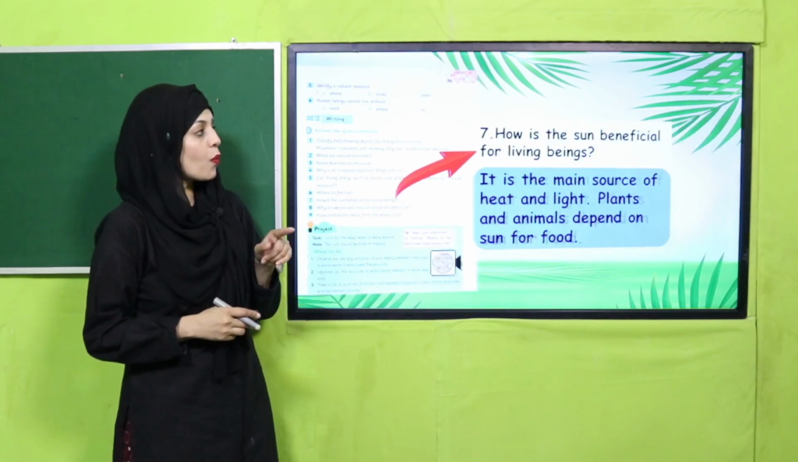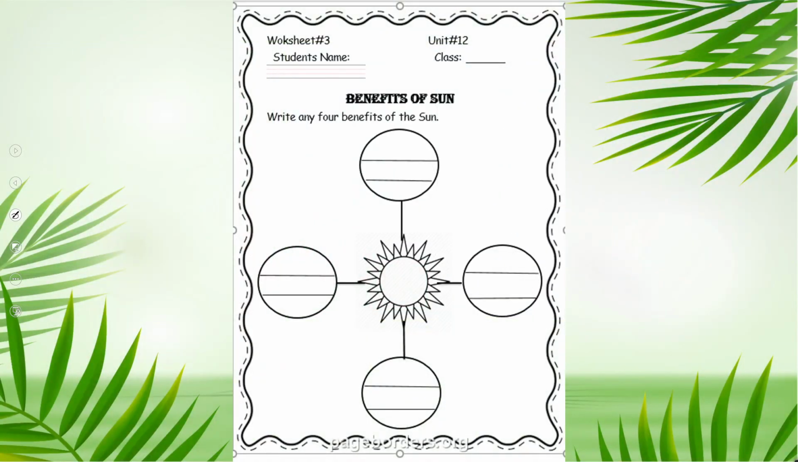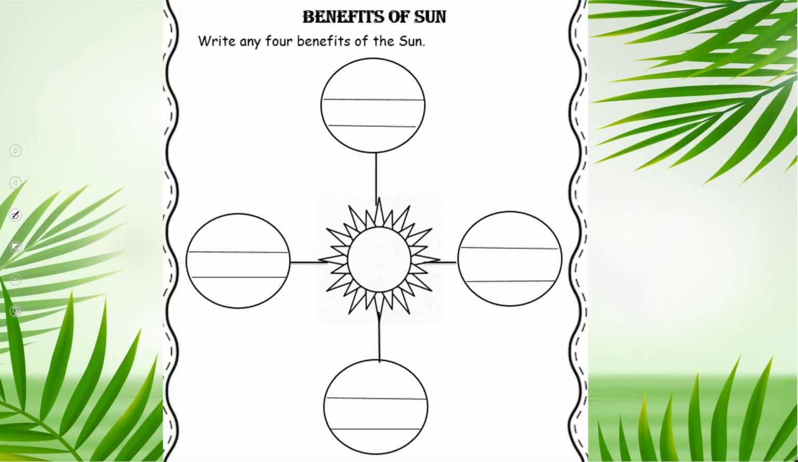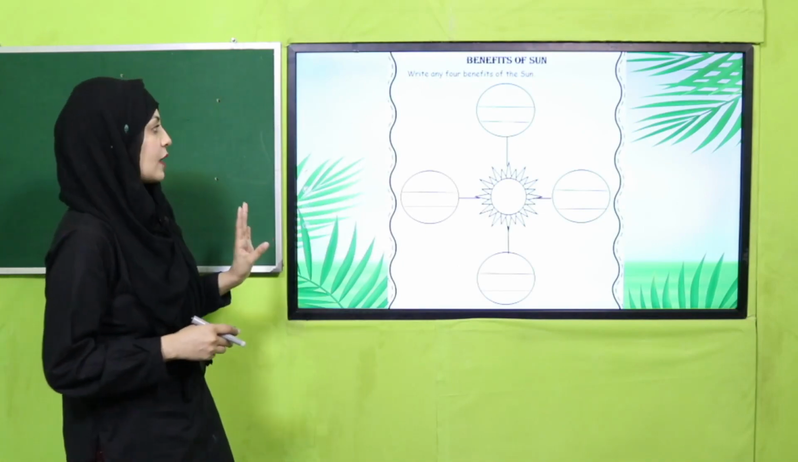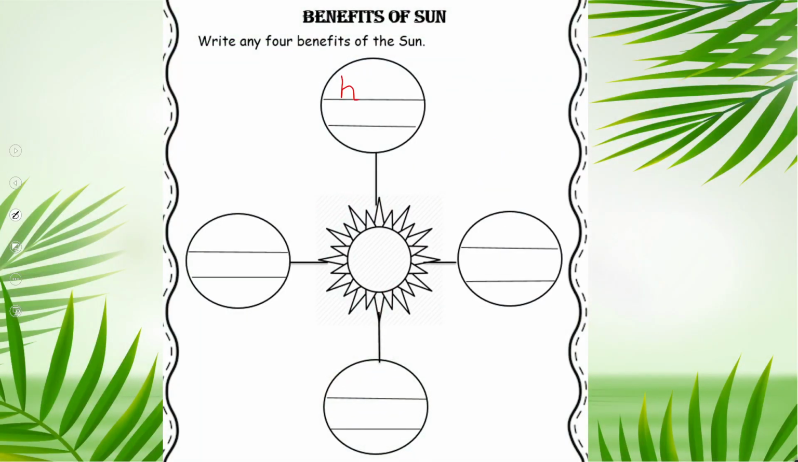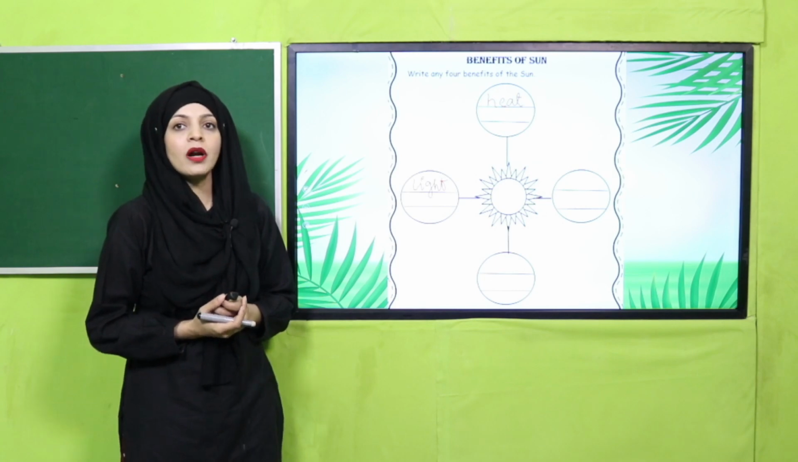There is another homework worksheet for you. Worksheet number 3 you can see on your screen. It is very easy. You will write down your name in your class. Your teacher will provide you with this worksheet. Write any 4 benefits of the sun. 4 आपको फायदे लिखने हैं sun के. I will write first 2 and you will write the next 2. It gives us heat, light, and you will write the next 2. Okay? Easy. It's very easy. Okay? Finish it. You can also take help from your adults.